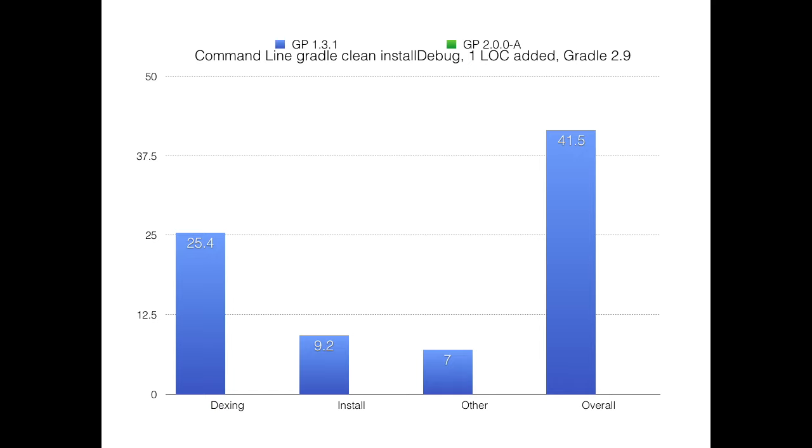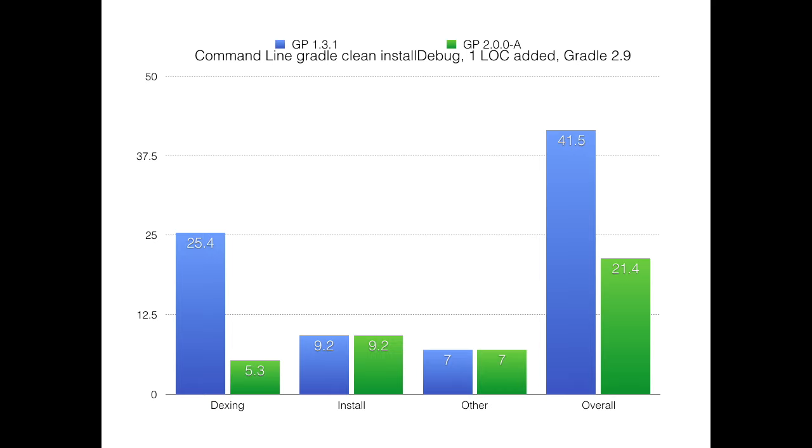And that took a long time with Gradle Android plugin 1.3.1. So with the 2.0 plugin, you still have to dex everything, but it's now down to 5 seconds because dexing got so much faster, right? So that is, for clean builds, a dramatic improvement, right? It is less painful, but we will improve this further, right? So how do we do that?